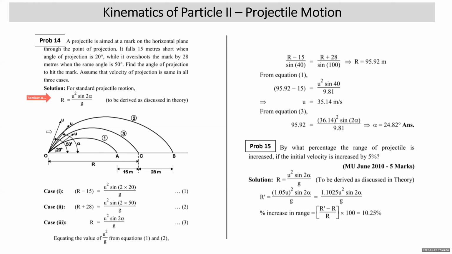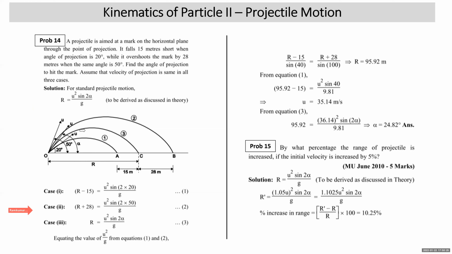As I have told you not to mug up, you can derive it from the basic fundamentals in the exam. Your range formula is ready. So you will write it first for trial 1 or case 1, where range is r minus 15: u square sine 2 alpha, 2 into 20, upon g. In second case, trial 2, where angle of elevation is 50 degree, but range is r plus 28, horizontal distance between O and D is equal to u square sine 2 alpha, 2 into 50, upon g.